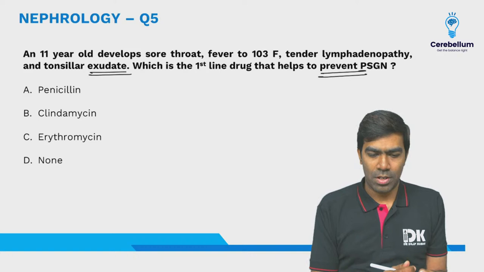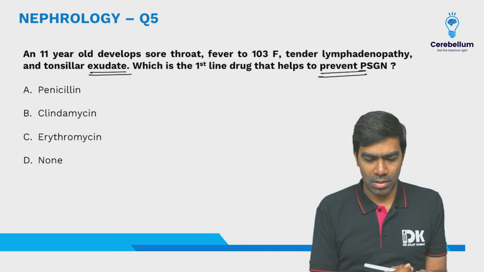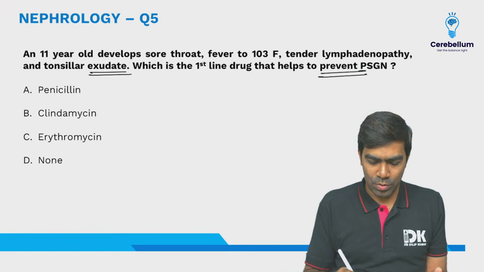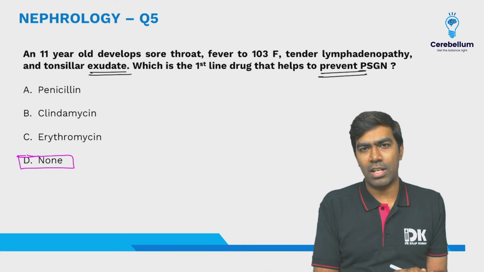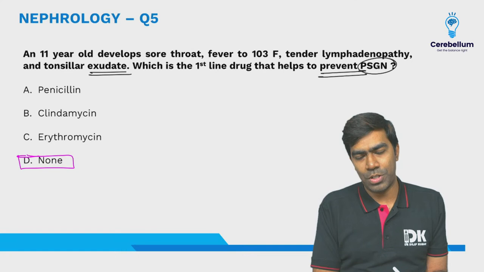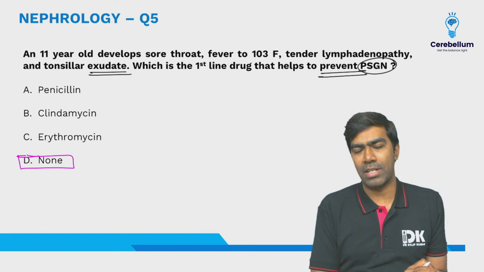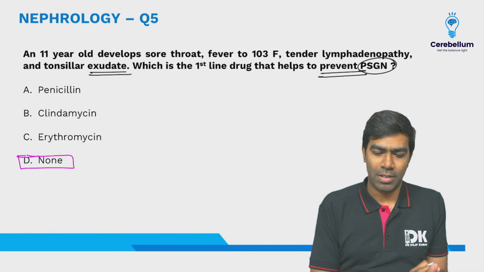Okay, I'm looking at the answers given by you. So many people are answering A, many are answering B, many are answering C, but the right answer for this question is option D, none. There is not even a single drug that has been shown to prevent PSGN. You can't prevent PSGN. If you want to prevent PSGN, the only option is to treat the community. First of all, prevent the streptococcal infection from occurring. That's the only way to prevent PSGN. There's no other way. No antibiotics have been shown to prevent PSGN. It's a community problem, not a problem of which antibiotics you use.